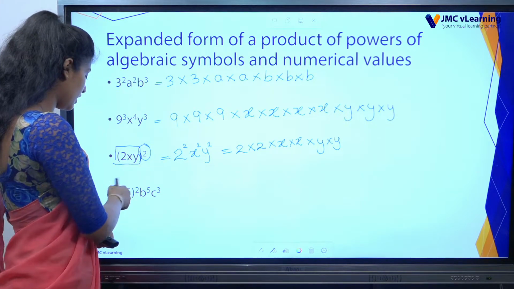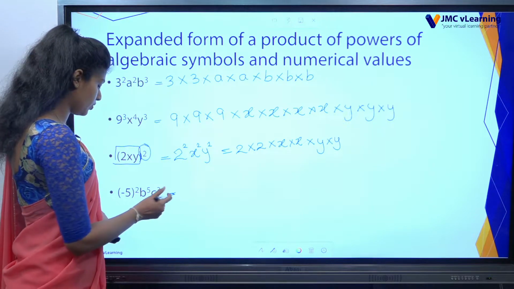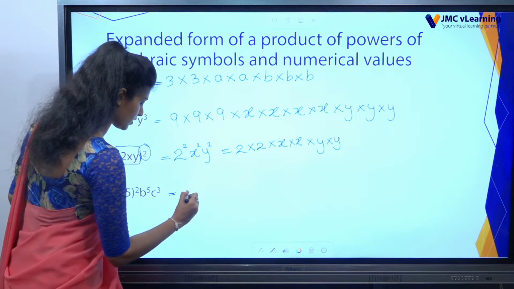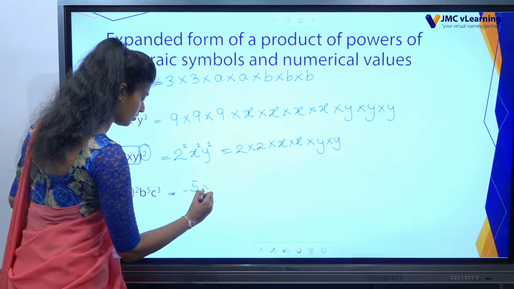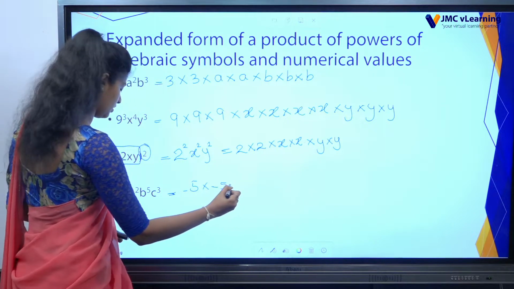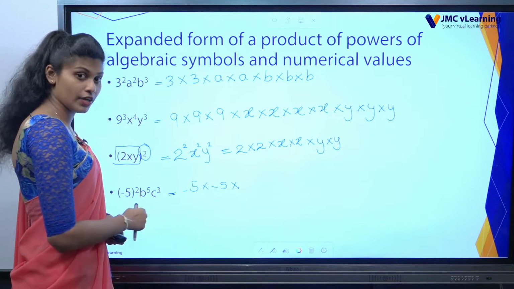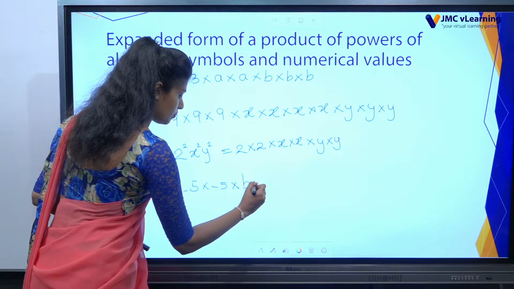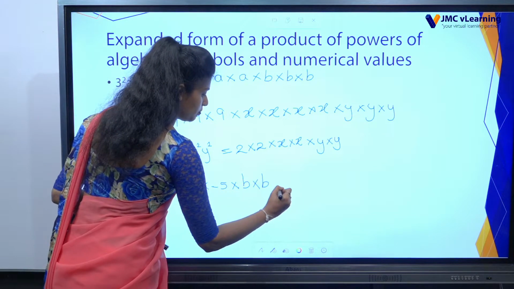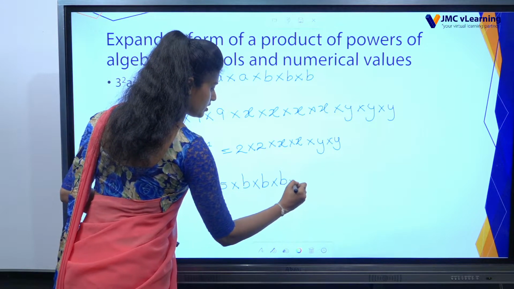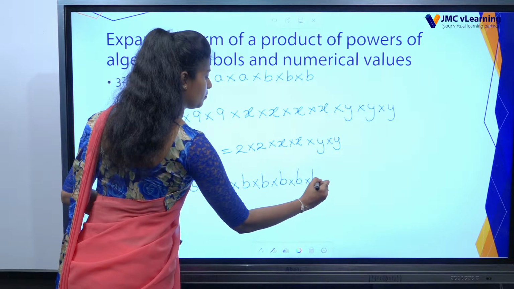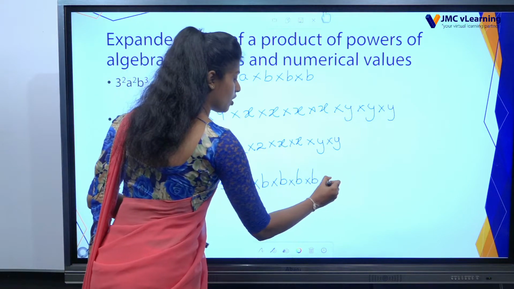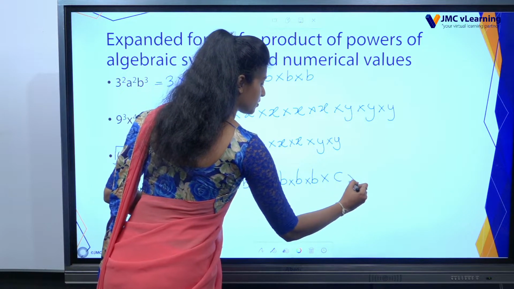Then minus 5 to the power 2, b to the power 5, c to the power 3. Here minus 5 you have to multiply how many times? Yes, 2 times: minus 5 times minus 5. Then b to the power 5 means b you have to multiply 5 times: b into b into b into b into b. Then c to the power 3, let's write c how many times? 3 times.